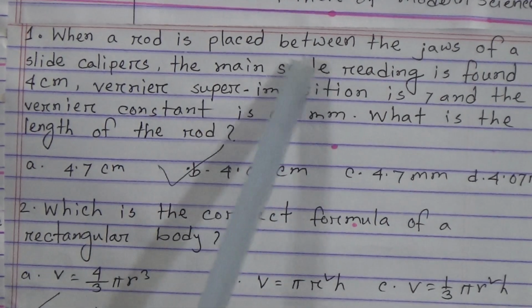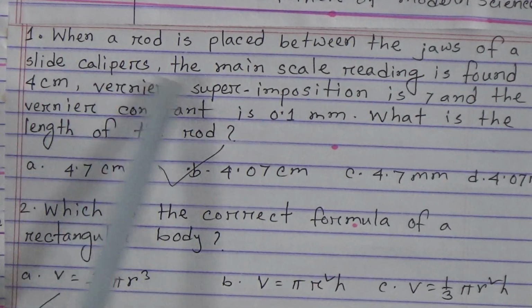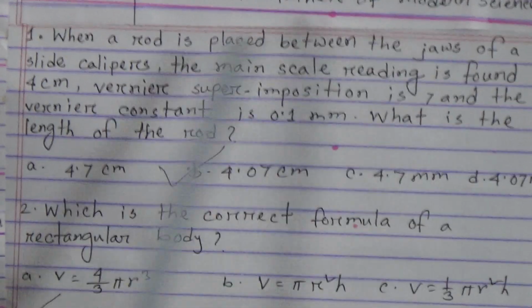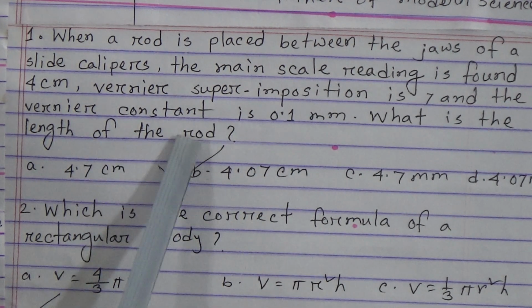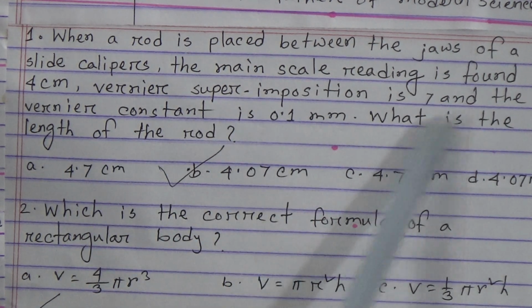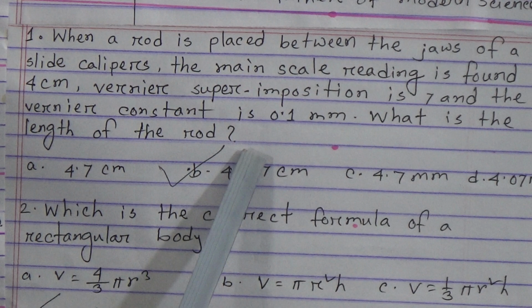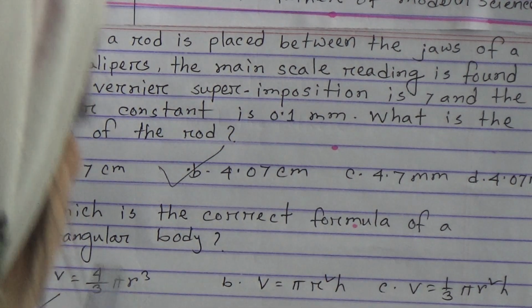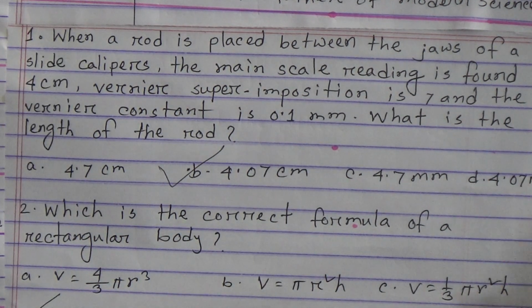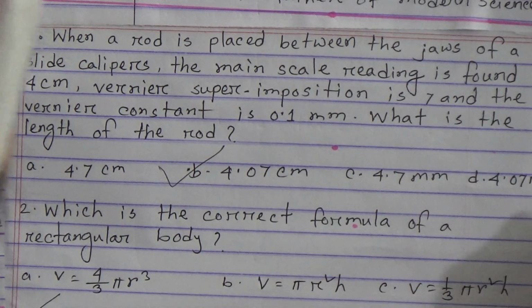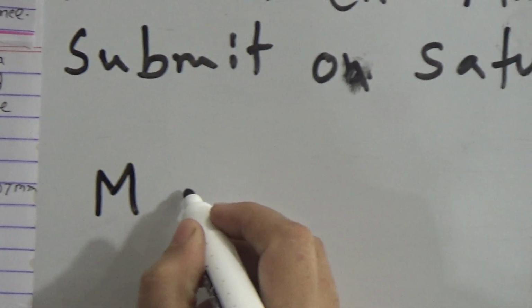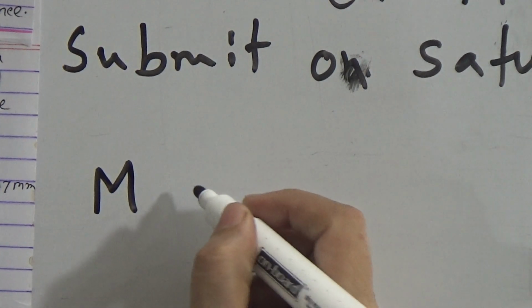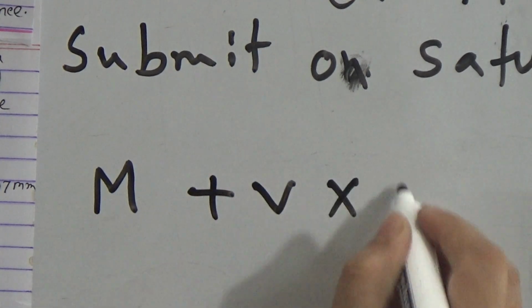Okay, number 1, when a rod is placed between the jaws of a slide calipers, the main scale reading is found 4 cm, vernier superimposition is 7, and the vernier constant is 0.1 mm. What is the length of the rod? My dear students, we will solve this mathematical problem now. At first we know the formula is M plus V into VC.